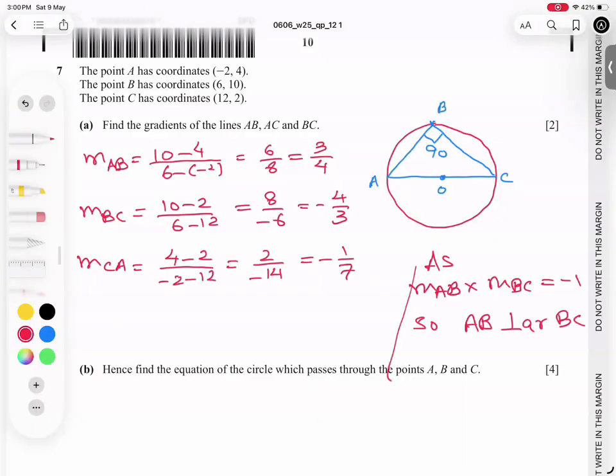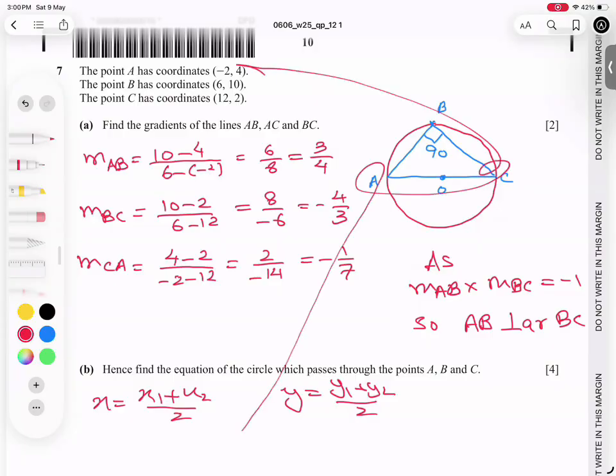Now it means O will be called the center of the circle. I'm going to find the midpoint of A and C. So now I'm using the midpoint formula: x1 plus x2 divided by 2 and y1 plus y2 divided by 2. I'm considering A and C, so A on the top, C down.